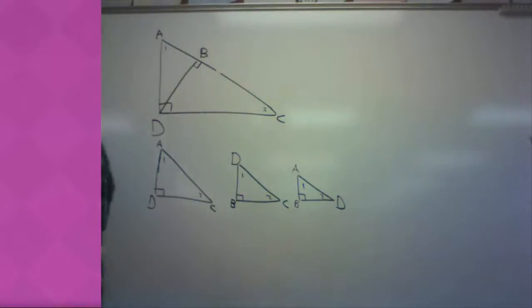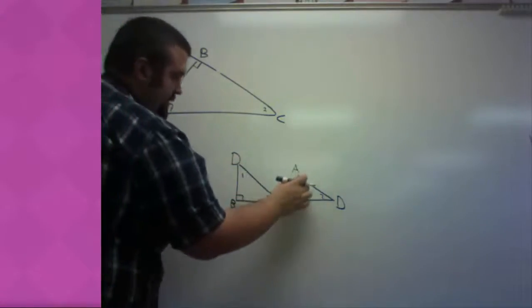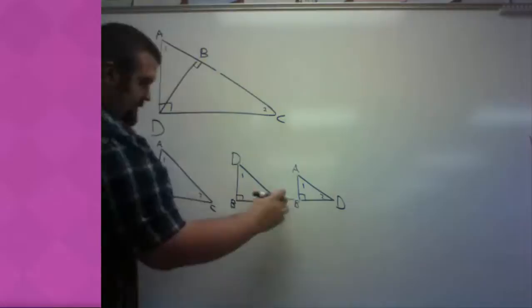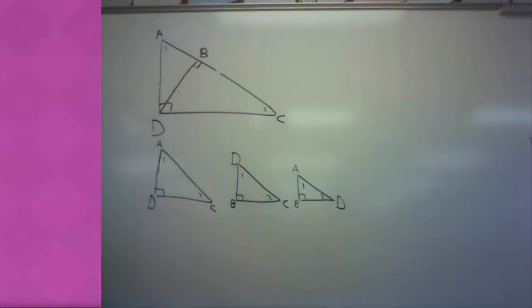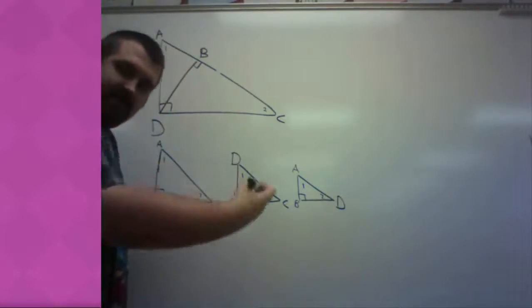I now have my three triangles lined up with angle 1 being congruent to angle 1 being congruent to angle 1. Angle 2 being congruent to angle 2, which is congruent to angle 2. And all three right angles are in the bottom left.